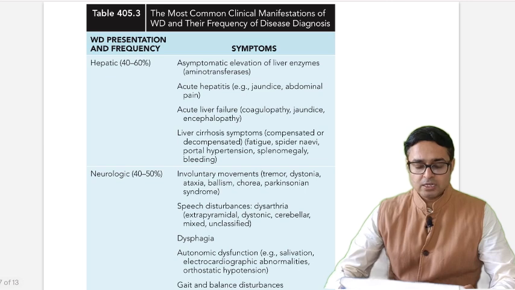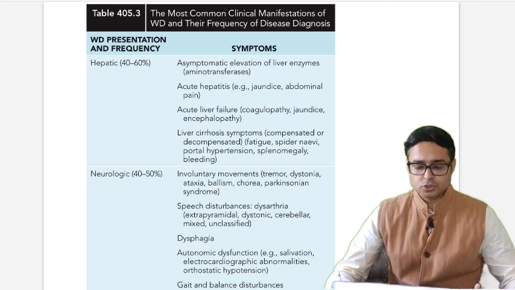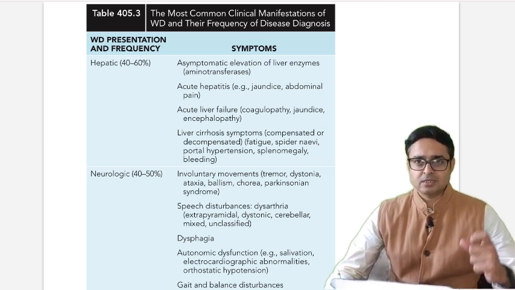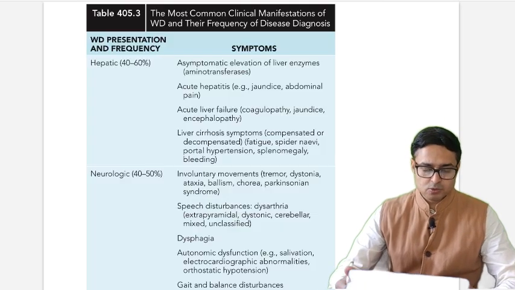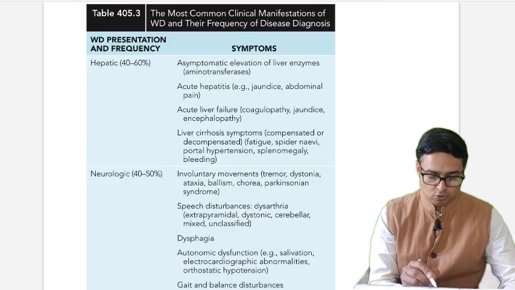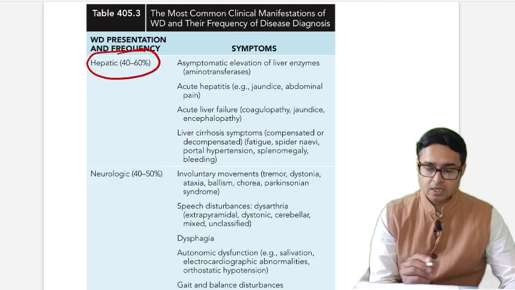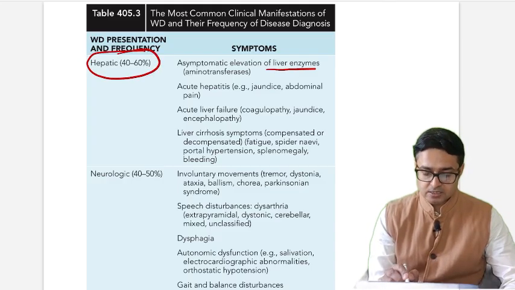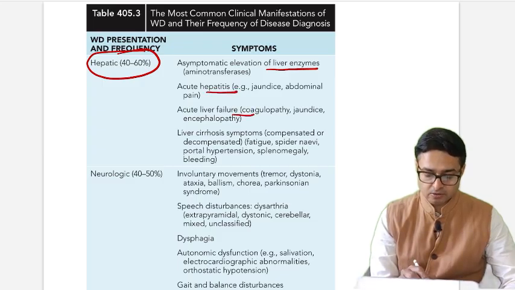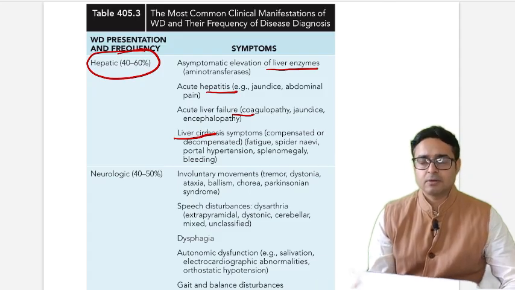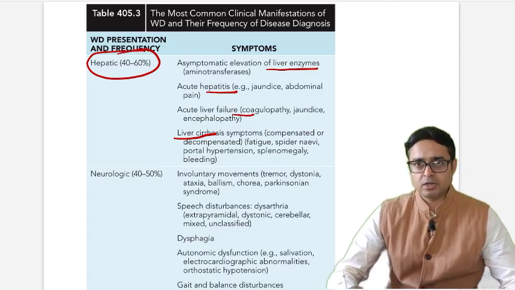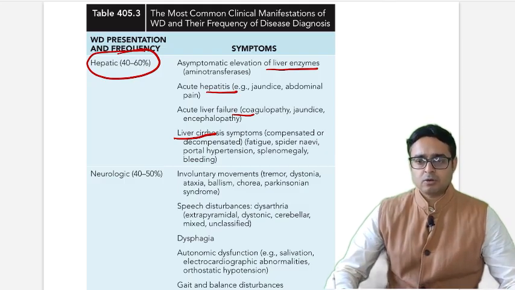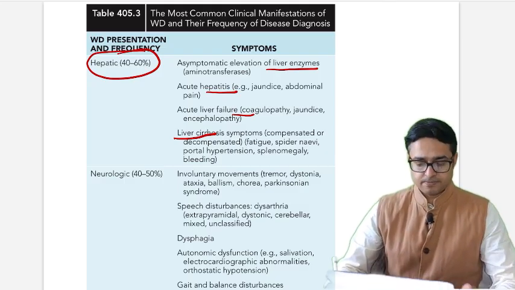This is actually a table showing the clinical manifestations of Wilson disease in tabular format, directly from Nelson. Hepatic disease: the most common organ involved is the liver, 40 to 60%. SGPT can be increased, acute hepatitis can be seen, acute liver failure can be seen, and liver cirrhosis. Basically, liver issues in the form of acute or chronic liver failure, leading to decompensated liver failure in chronic or late cases. So this is important.